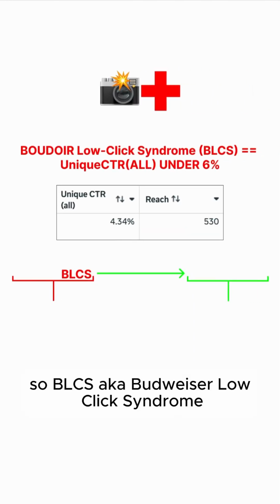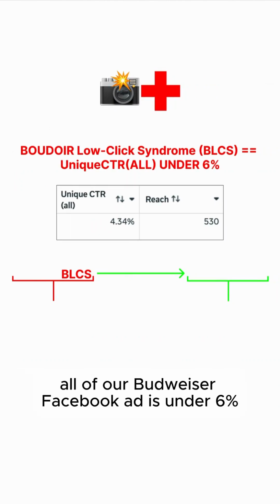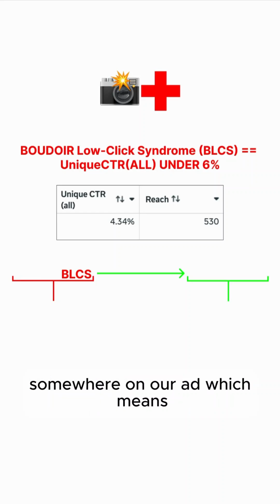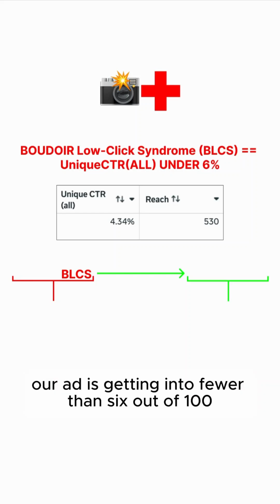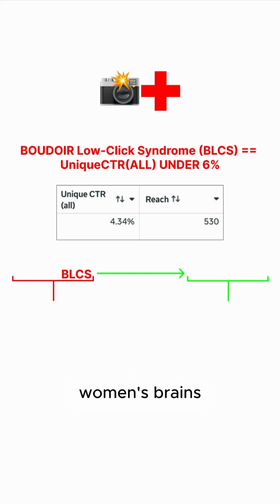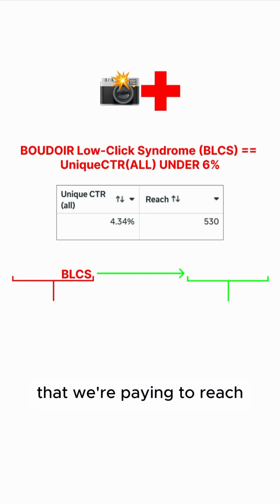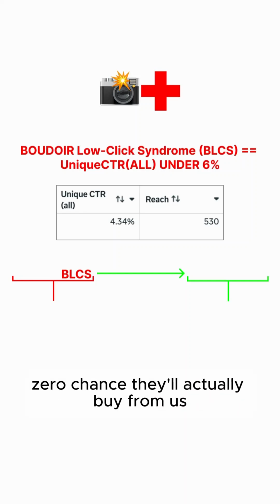So, BLCS, aka Boudoir low click syndrome, is when the unique CTR of our Boudoir Facebook ad is under 6%. This means fewer than 6 out of 100 women are clicking somewhere on our ad, which means our ad is getting into fewer than 6 out of 100 women's brains, which means fewer than 6 out of 100 women that we're paying to reach have even a non-zero chance of actually buying from us.